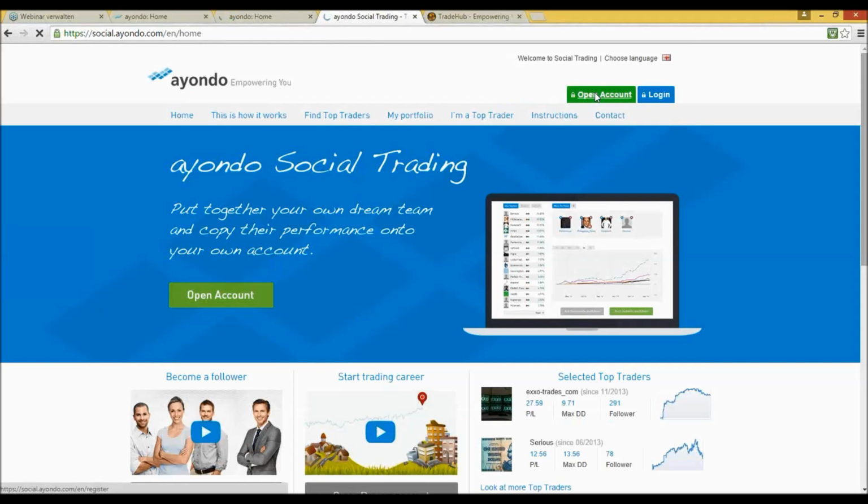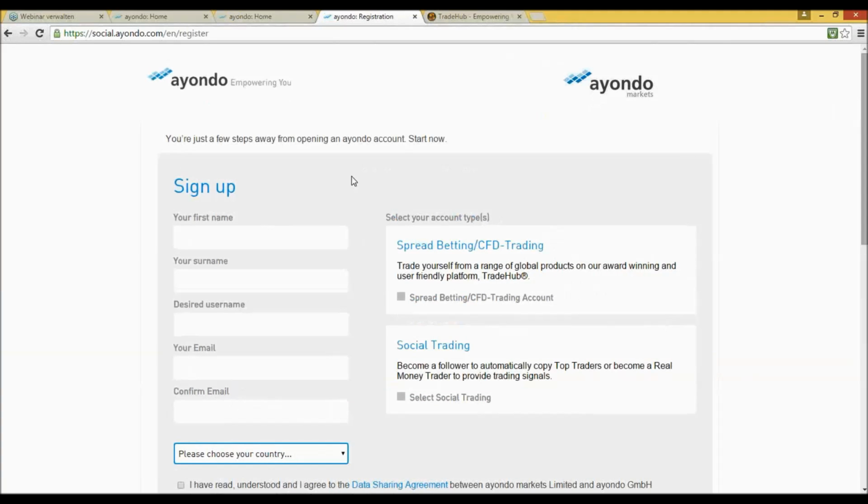So once I click on open account here, you'll get prompted with the account application. The first option here, which we didn't go through because we're not talking about normal trading here, is the normal spread betting where you do your own trades. You're not able to see anyone else's trades. You simply just do your own trading. The second option that we have here is social trading.